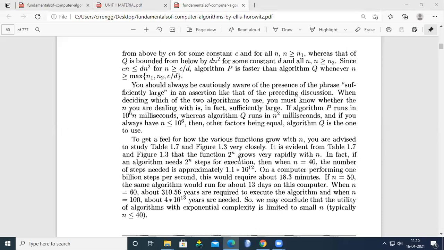the same algorithm would run about 13 days, which takes more time. So if you increase the value of n, it takes more time, sometimes even many years. The same algorithm would run for about 13 days on this computer.